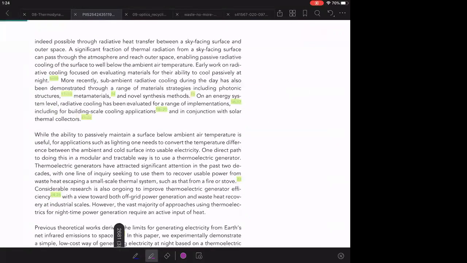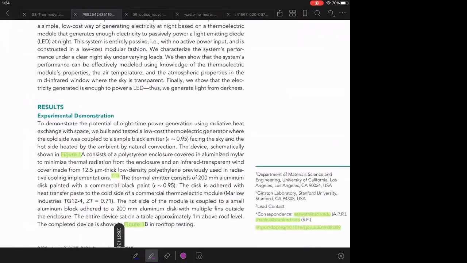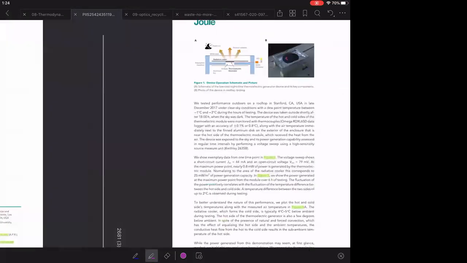Let's see, it's just an aluminum disc painted with a commercial black paint. That's it. It's very simple, right?